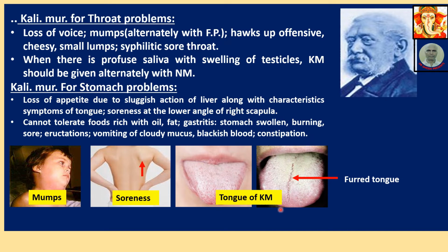Tongue of calamine is shown here. This is the far tongue. This far tongue is a characteristic symptom of calamine. And also mumps. Calamine is a very good medicine for mumps also.